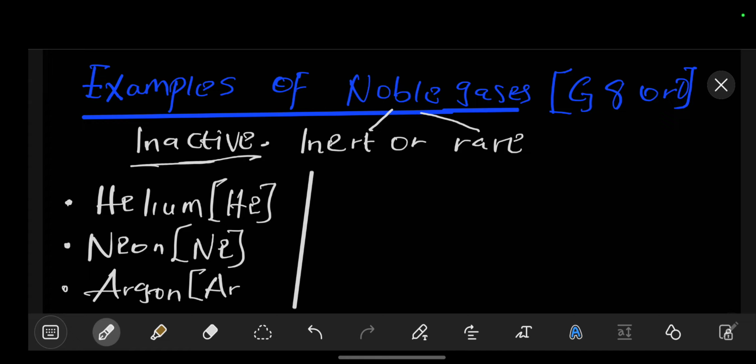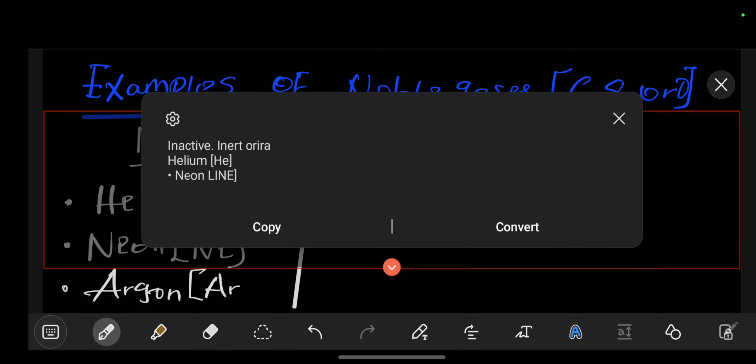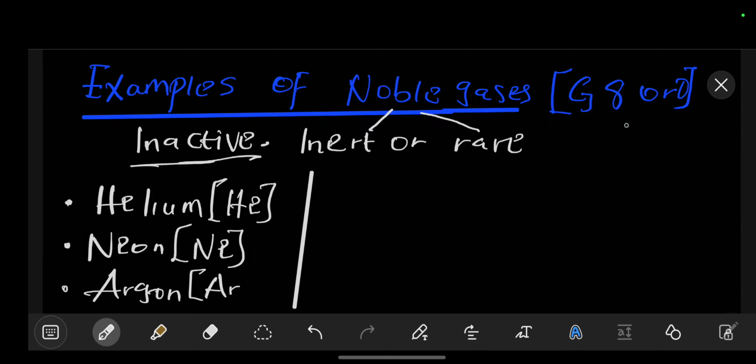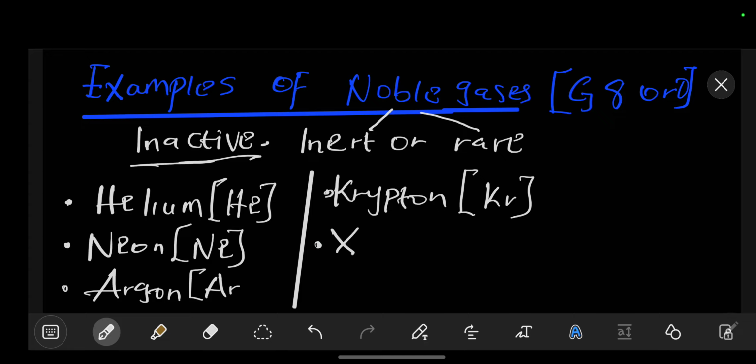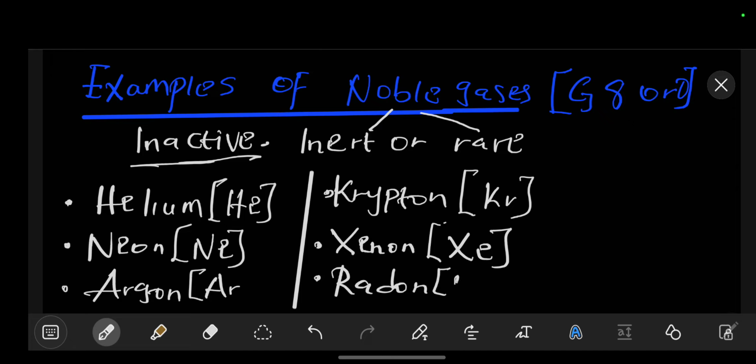Wonderful. Other examples of noble gases that we have are krypton, the symbol for krypton is Kr. Another example you have to understand is xenon, the symbol is Xe. Another noble gas you have to know is radon. The symbol for radon is Rn. So please commit all of this to memory. I advise you take them down so you don't forget them.